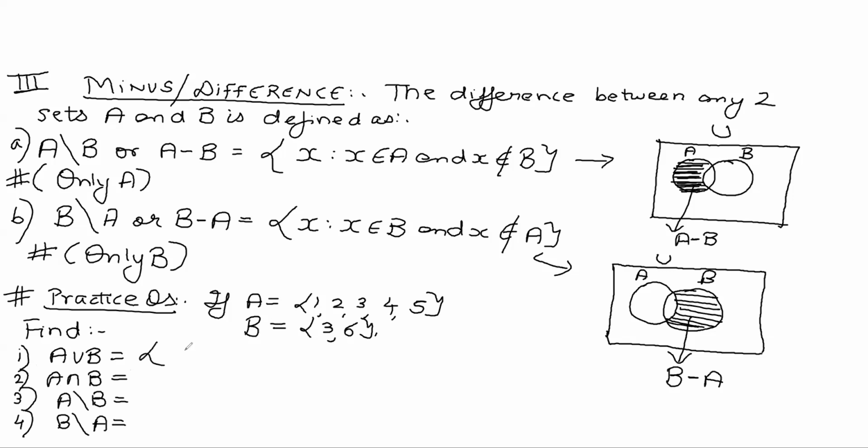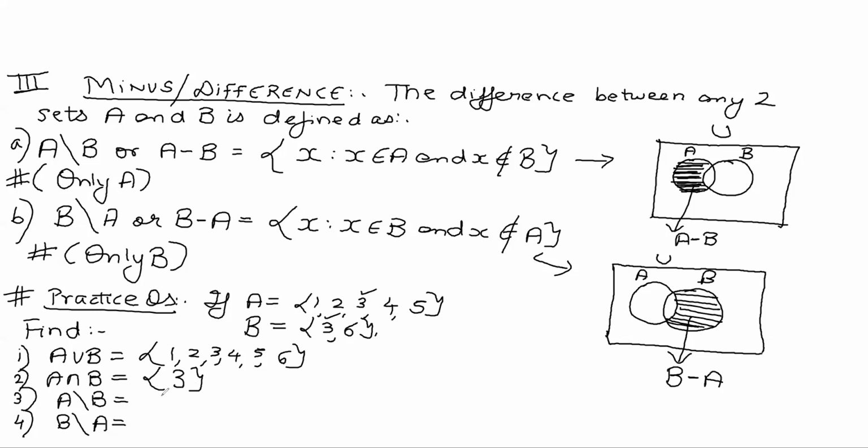So A union B will be 1, 2, 3, 4, 5, 6. That means A union B will include all elements of A and B. Now please don't think that A consists of 3, B consists of 3, so let me write 3 twice. No. You will write 3 once only. So A union B is elements in A, in B, and in both. A intersection B will be the common elements. Now the common element is only 3.